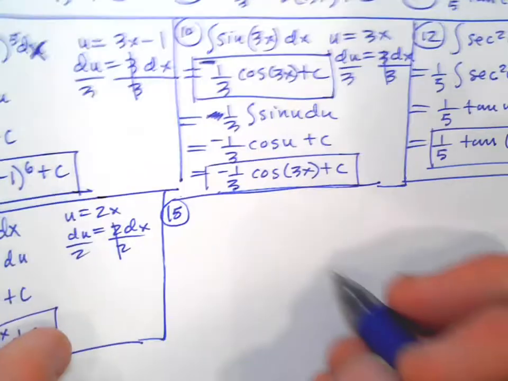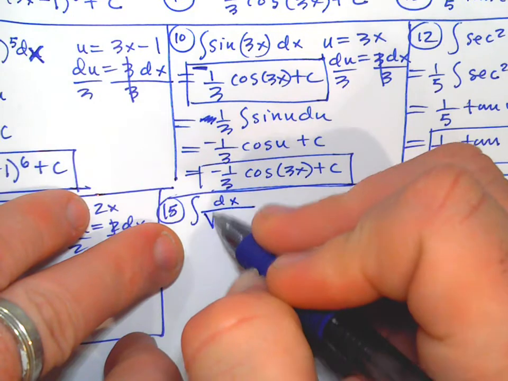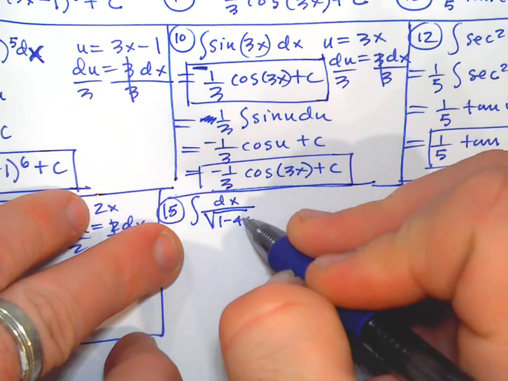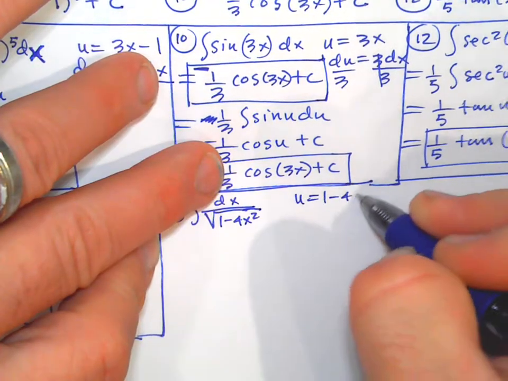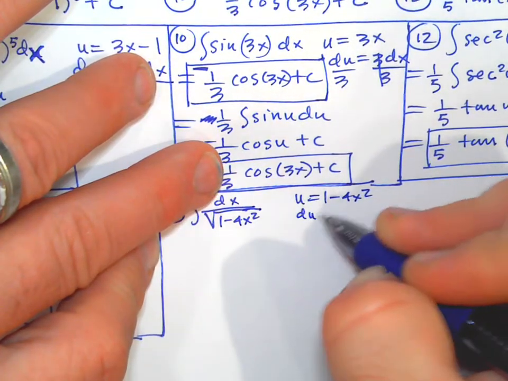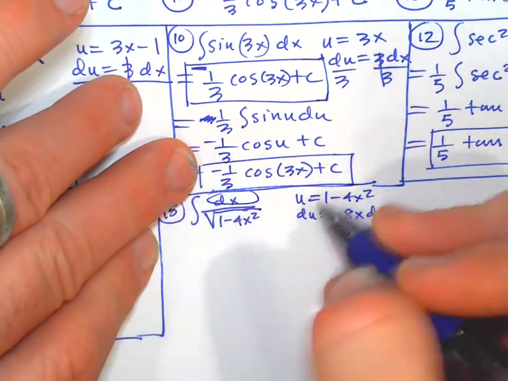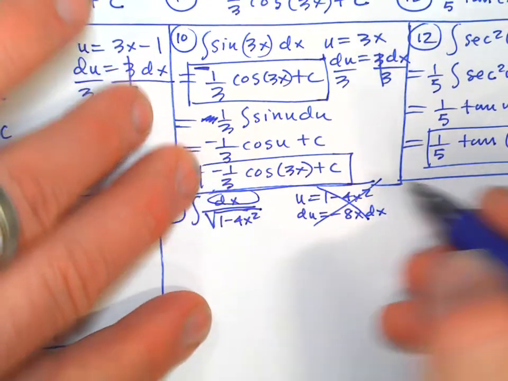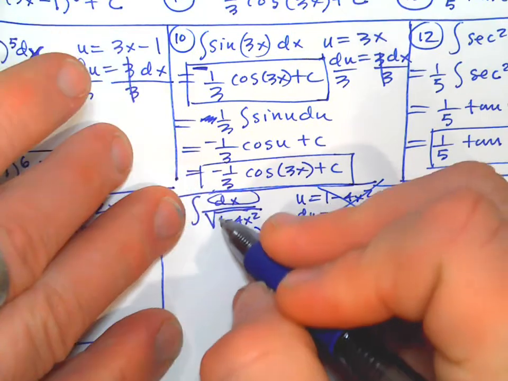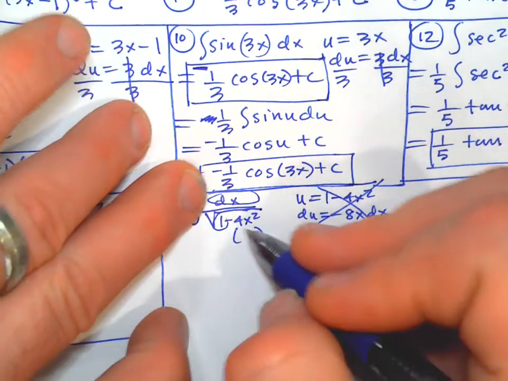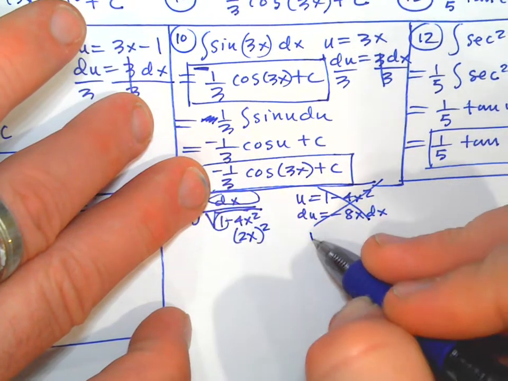15 is the integral of dx over the square root of 1 minus 4x squared. Now, if we try u equals 1 minus 4x squared, which is always a good thing, at least to try in your head, du is negative 8x dx, that's no good. There's no extra x. So this might be that special pattern, inverse sine, I think. Now, this has to be 1, which it is. Good. If it wasn't, you fix that first. What would you plug in there to get squared? That's going to be your u.